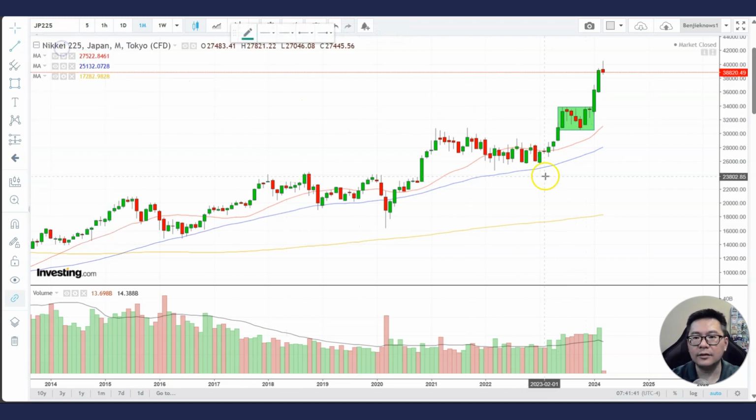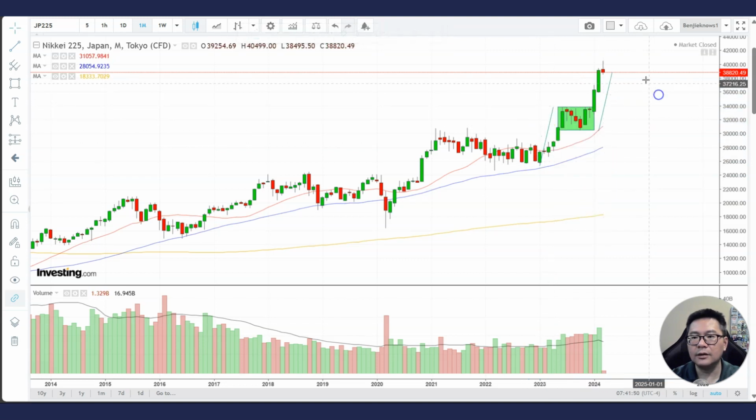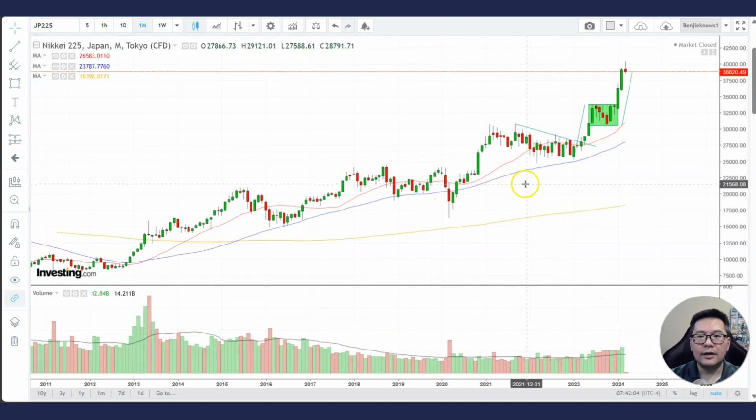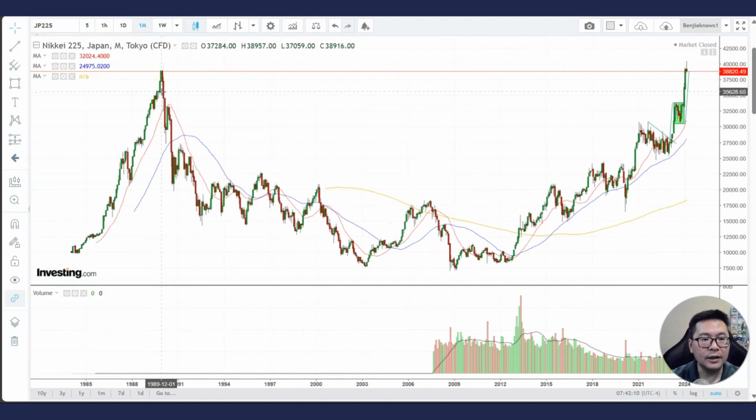If you want to take a target for it as well, you can take a target for the bullish flag, clone it, and yeah, the target has already been met. Okay, here we have a break of a downtrend line in the monthly chart, which is why it shot up. And if we go back here, wow, this is back in the 1980s, where there was a nice parabolic bullish move and then a big crash, and Japan has been in lost decades for a long time.